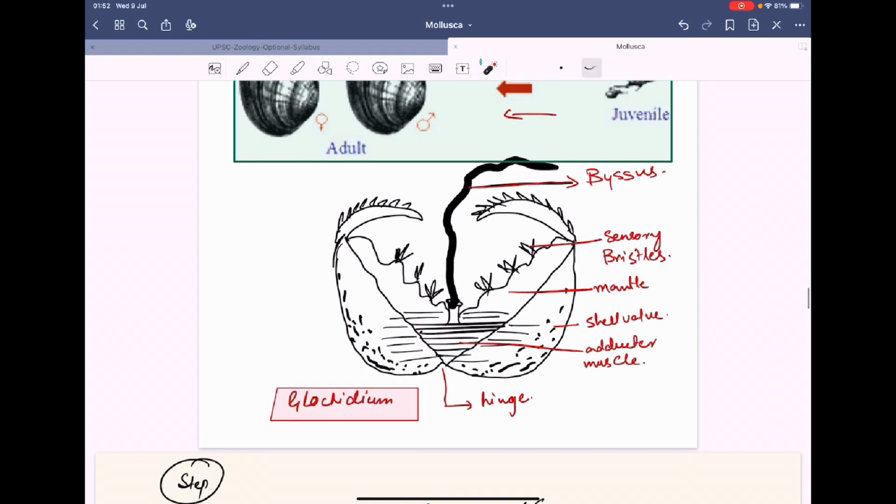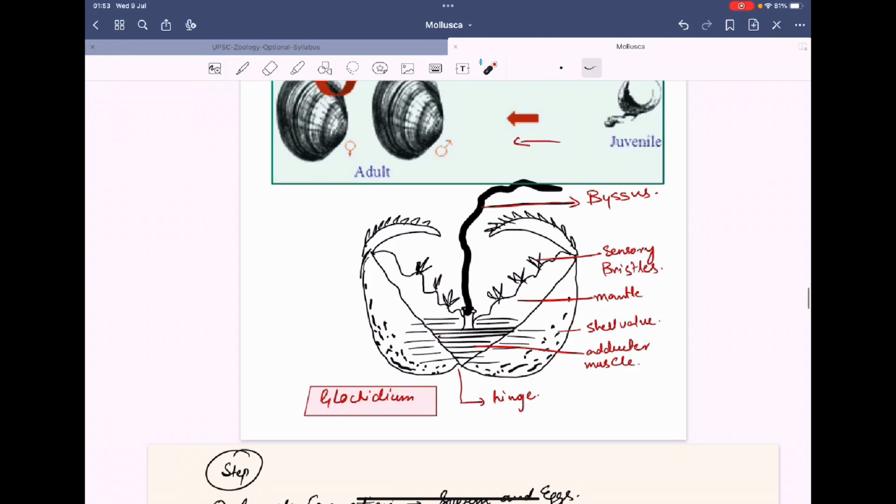This is the general structure of the glochidium. There is a hinge ligament. Then there are sensory bristles. There is byssus, a thread-like structure which helps in adhesion. There is mantle, there is shell valve, there are adductor muscles. So this is the whole structure of the glochidium larva.